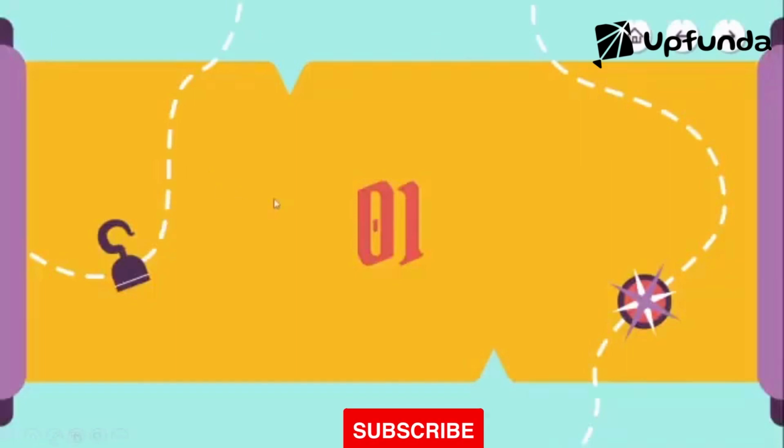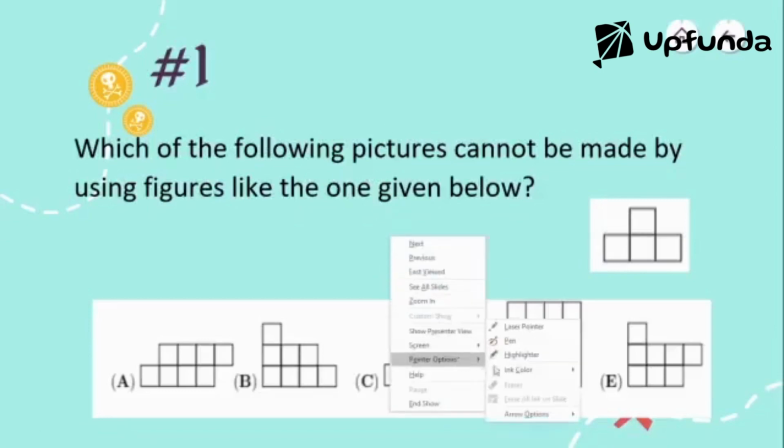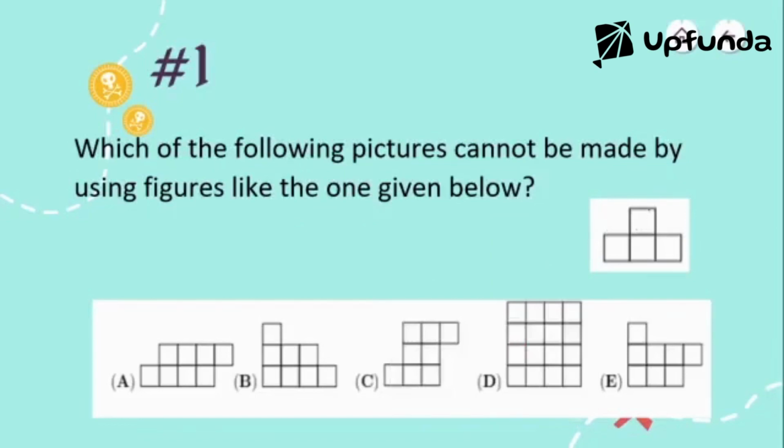Yes. The first level question. Which of the following pictures cannot be made by using figures like the one given below? I repeat the question. Which of the following pictures cannot be made by using figures like the one given below? Okay, they have given this square. Okay, there are 4 squares 1, 2, 3, and 4.